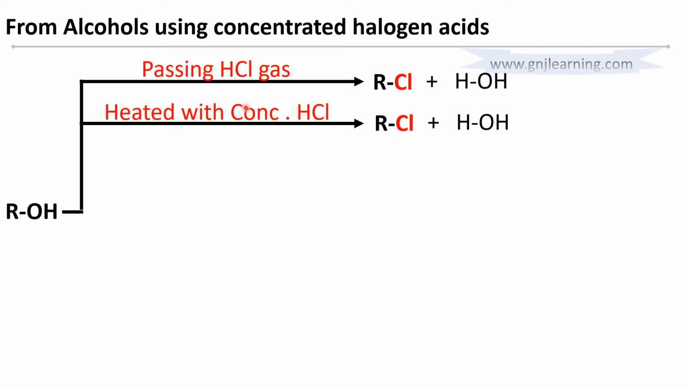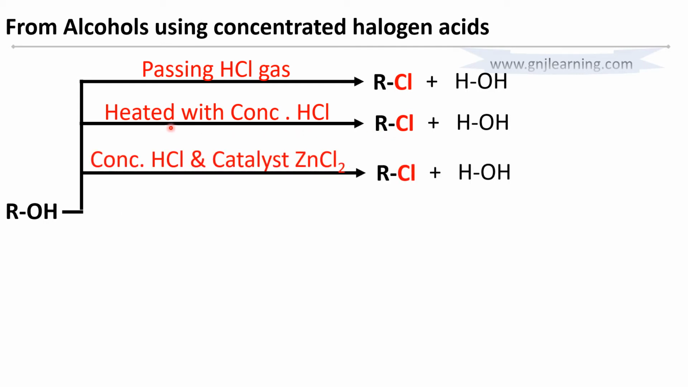So to make the condition severe, I'm heating it with concentrated HCl. So Cl will replace OH and I will get haloalkanes. Or instead of heating, I can use a catalyst. So what is the catalyst? Zinc chloride is the catalyst. This catalyst will help to replace OH with Cl. So OH is gone and Cl will take its place. So RCl plus H2O. Clear?